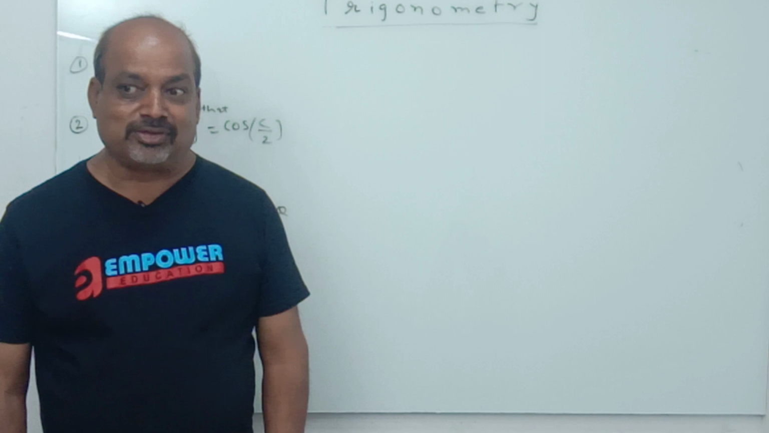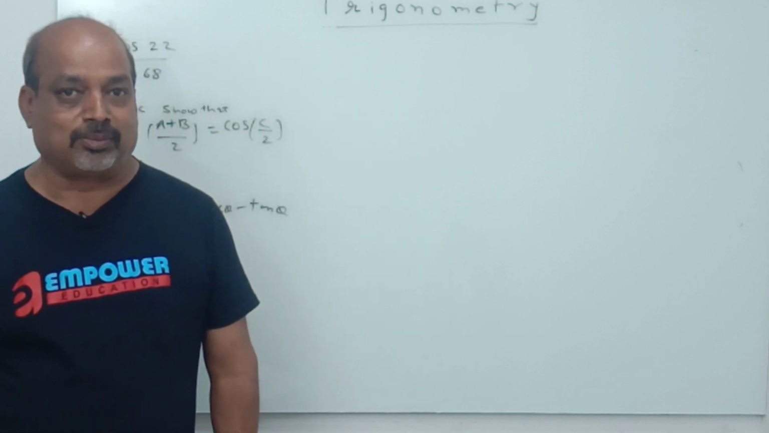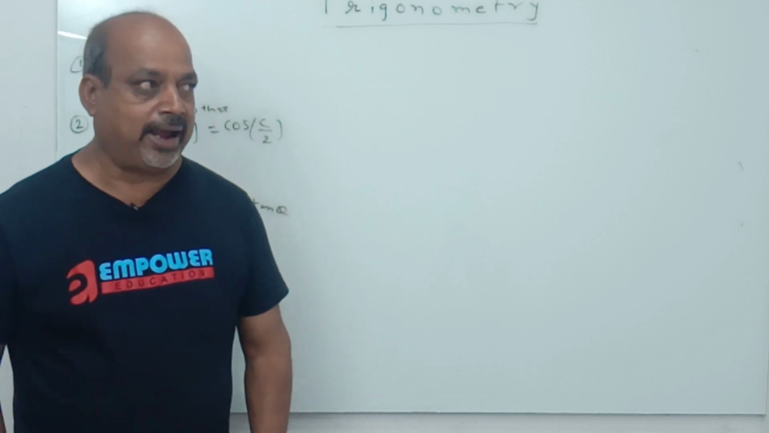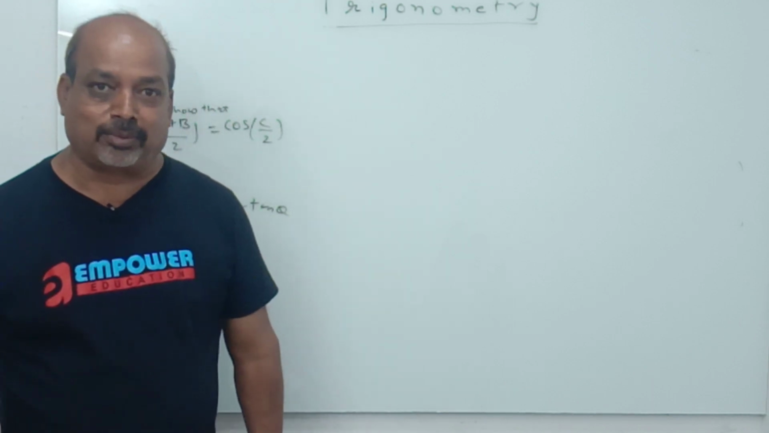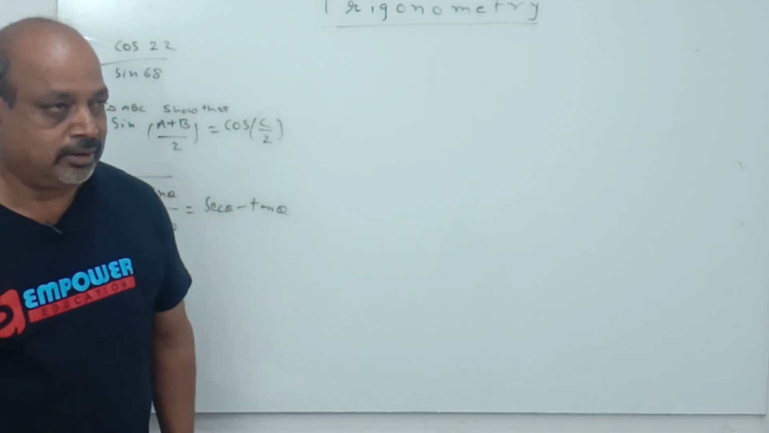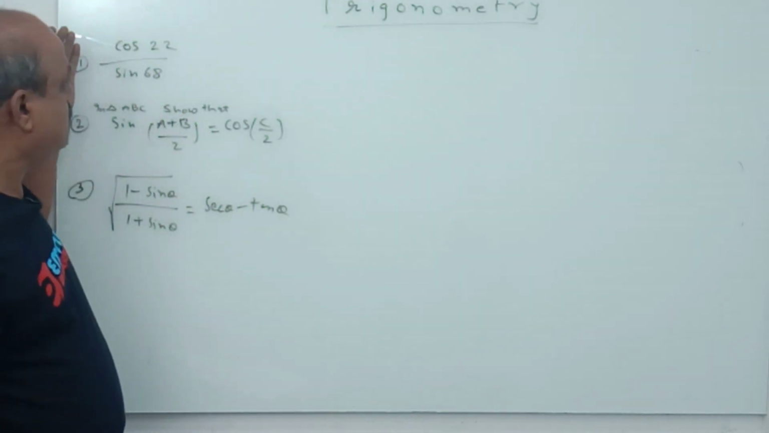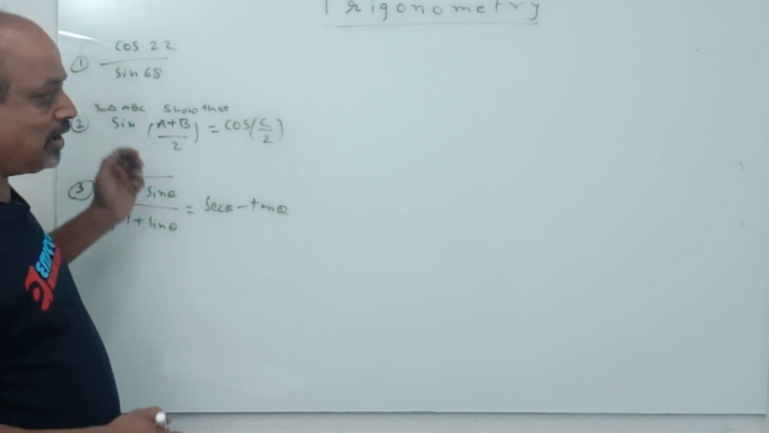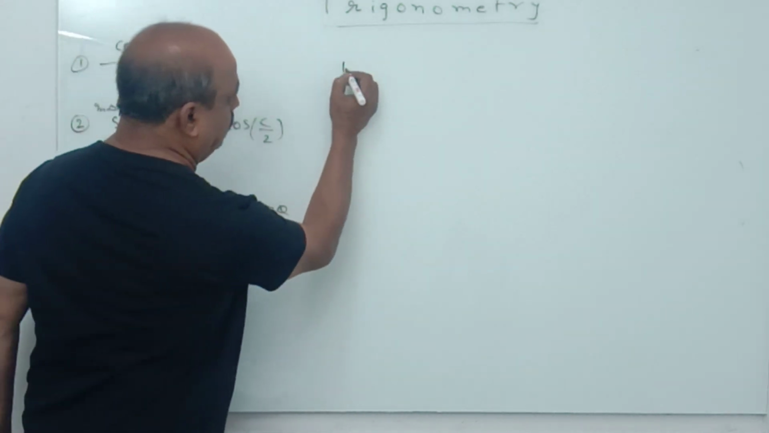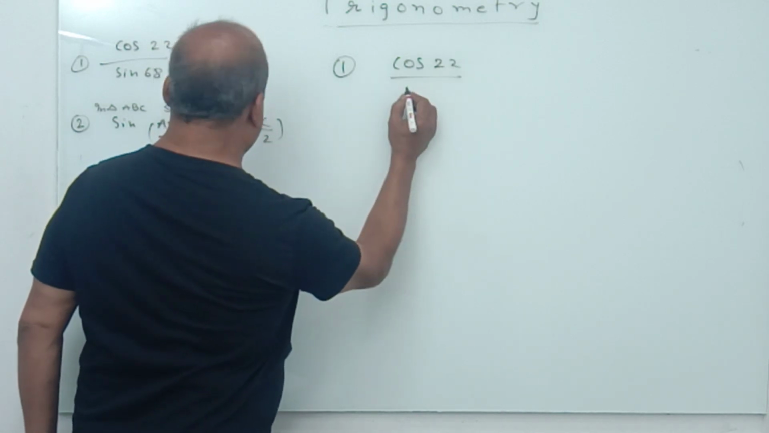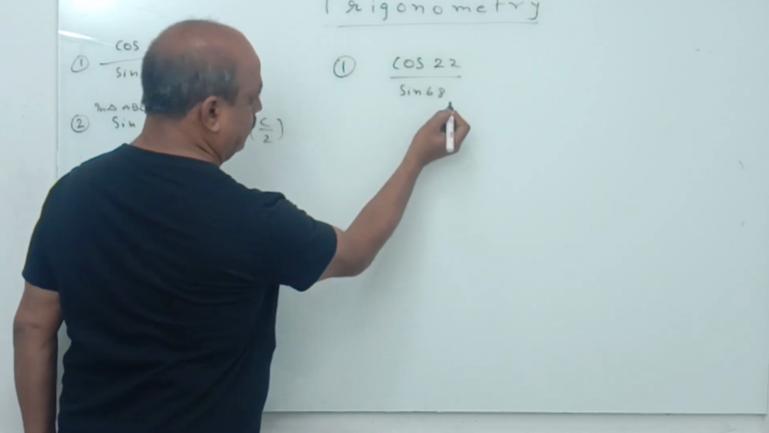Today we are going to consider some specific problems on complementary angles for 9th standard and trigonometric identity problems for 10th standard. So the first problem is on complementary angles, cos 22 upon sin 68. I am writing the first problem here, that is cos 22 upon sine 68.